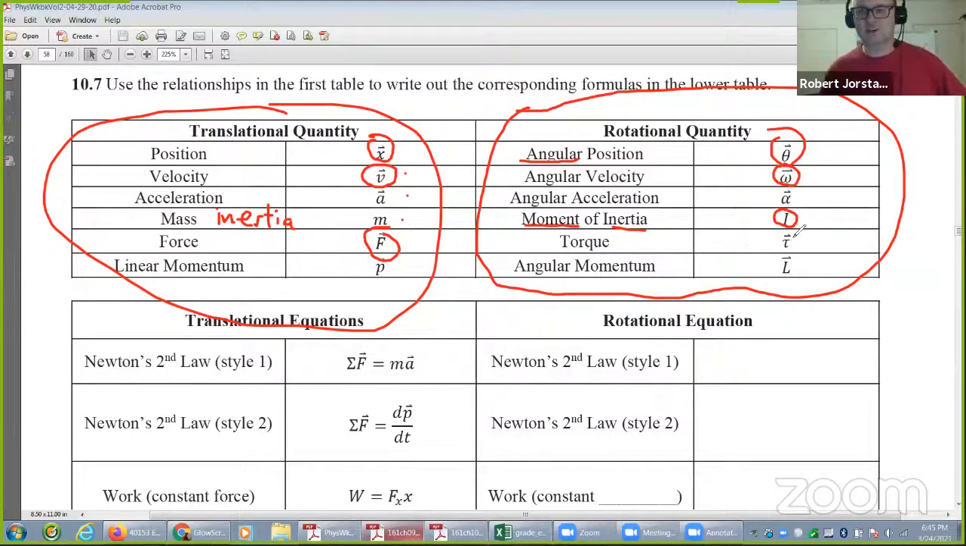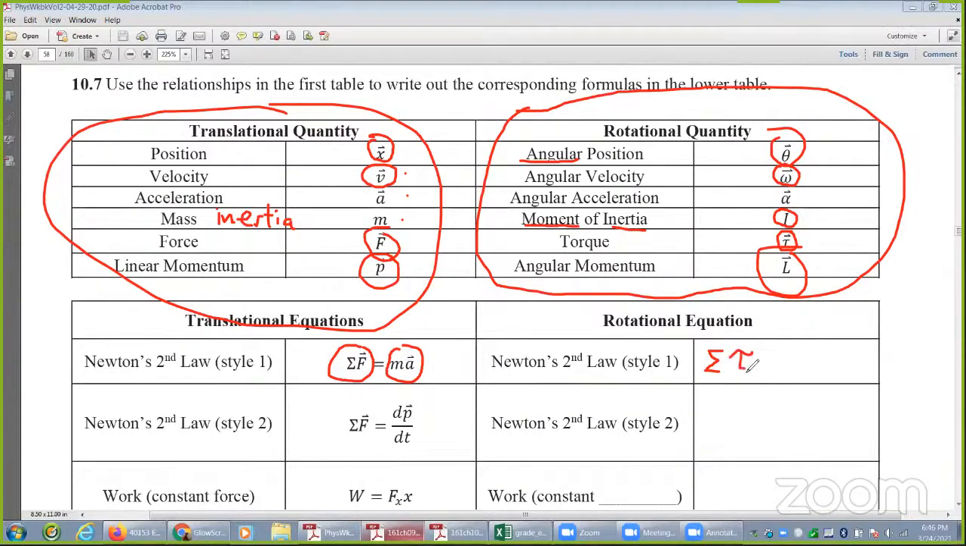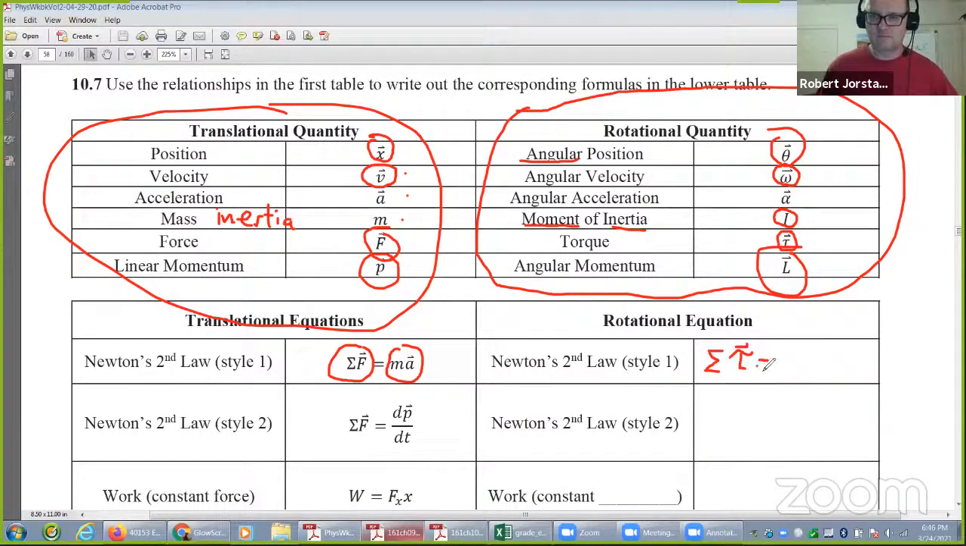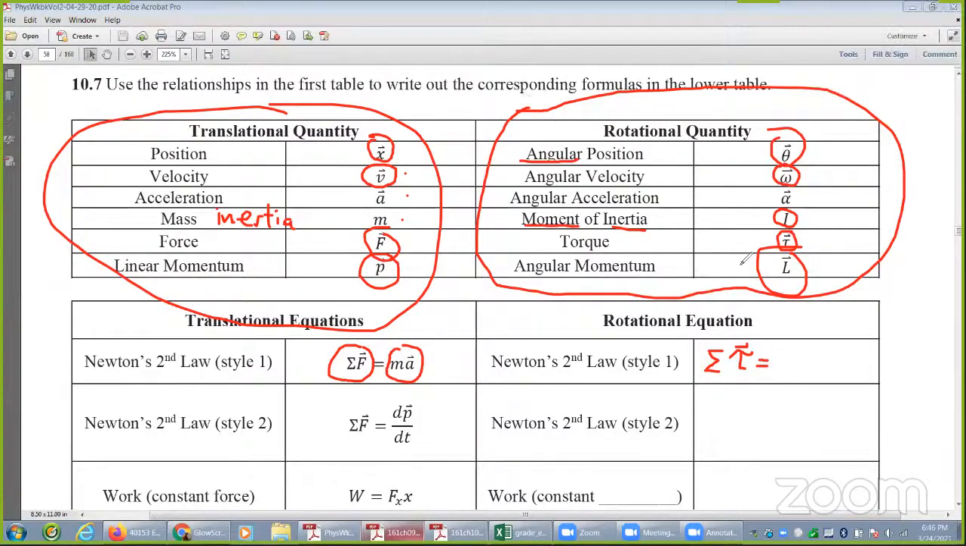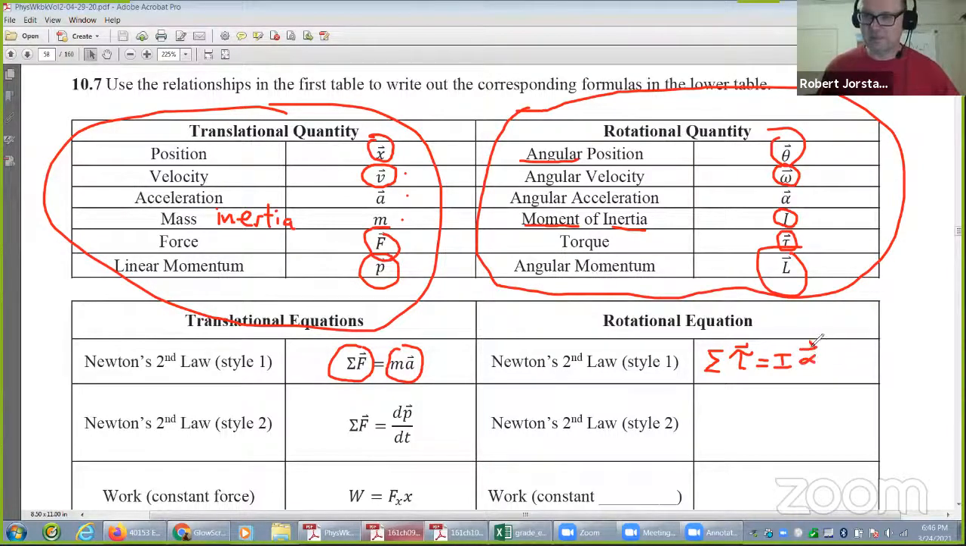Force will change into torque. All of those cover chapter 10. Chapter 11 talks about changing momentum to angular momentum. Let's try this out. Let's learn a new equation. Here it says sum of force equals ma. What is the rotational equivalent? Sum of torque equals what? Moment of inertia times angular acceleration. Absolutely. Boom. Now we know a torque equation.